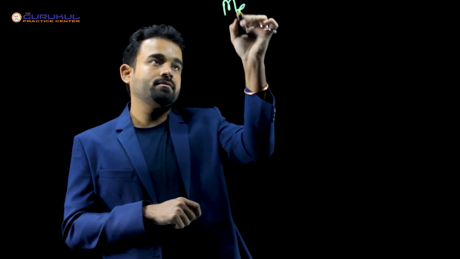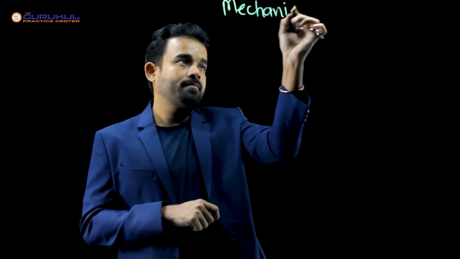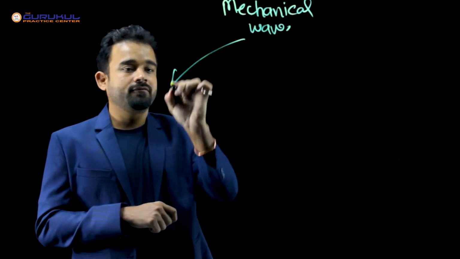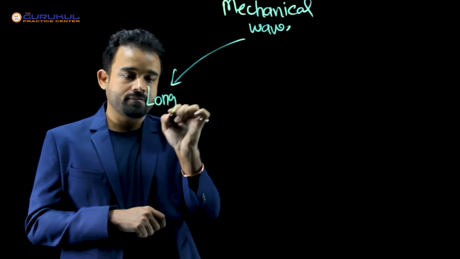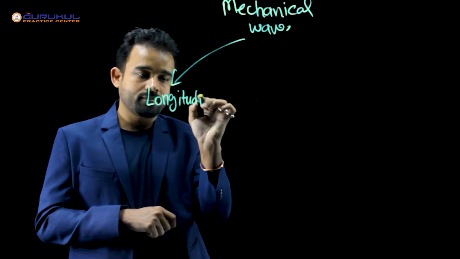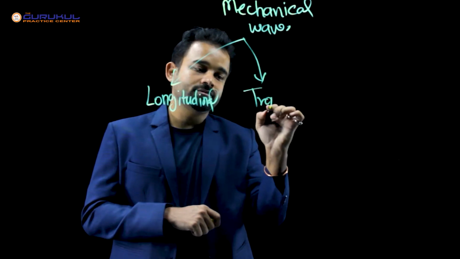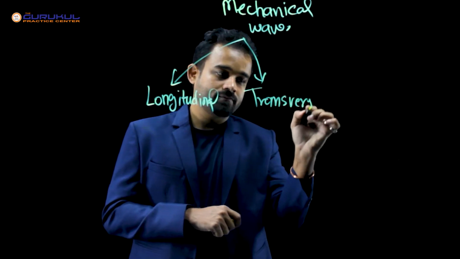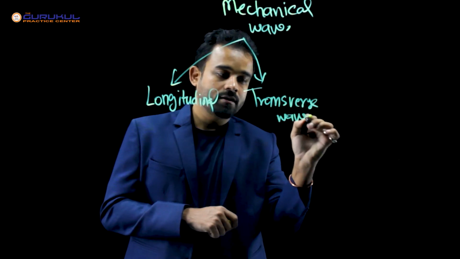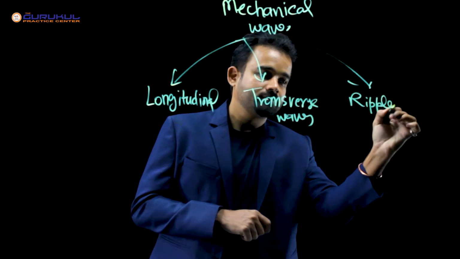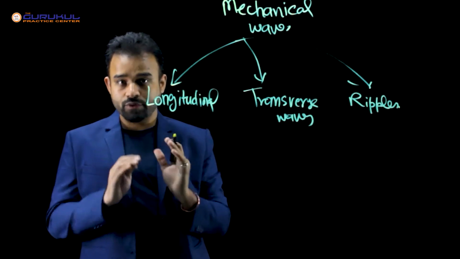So the first part will be longitudinal waves. Number two can be transverse waves. Number three can be ripples. So what are longitudinal waves?